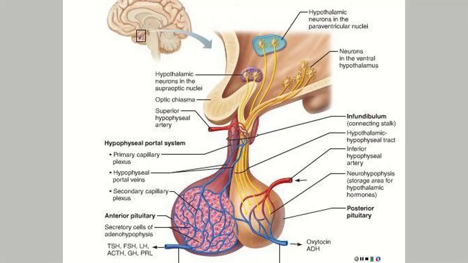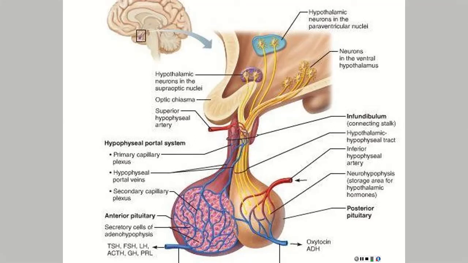Today, we're going to look at the posterior pituitary gland, which is what's here in kind of this tan or yellow color. And then tomorrow, or the next lecture, is going to look at the anterior pituitary gland. But before we actually start talking about the pituitary gland and its hormones, first I want to talk about the structure of the pituitary gland.